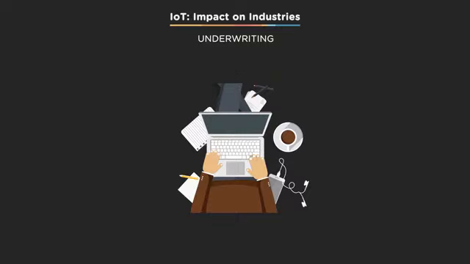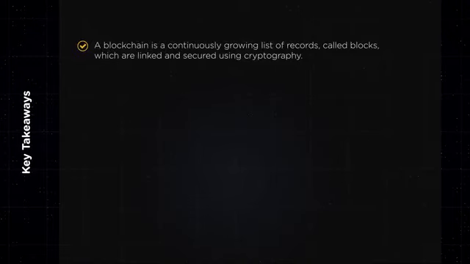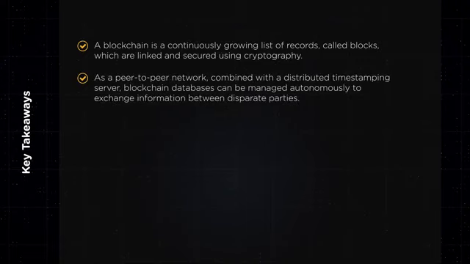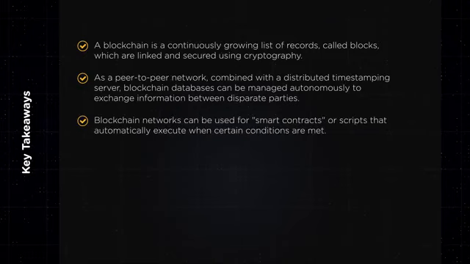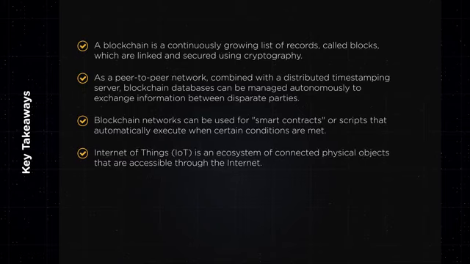Let us summarize what you have learned. A blockchain, originally block chain, is a continuously growing list of records, called blocks, which are linked and secured using cryptography. As a peer-to-peer network, combined with a distributed timestamping server, blockchain databases can be managed autonomously to exchange information between disparate parties. Blockchain networks can be used for smart contracts or scripts that automatically execute when certain conditions are met. Internet of Things is an ecosystem of connected physical objects that are accessible through the Internet.